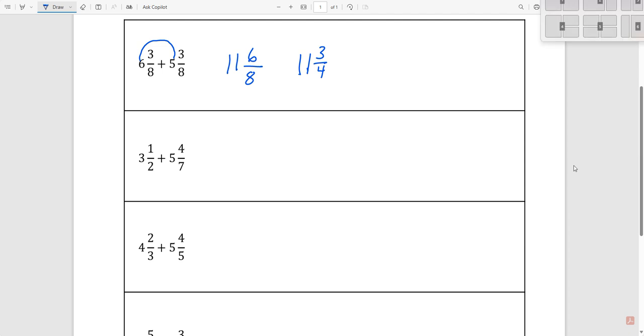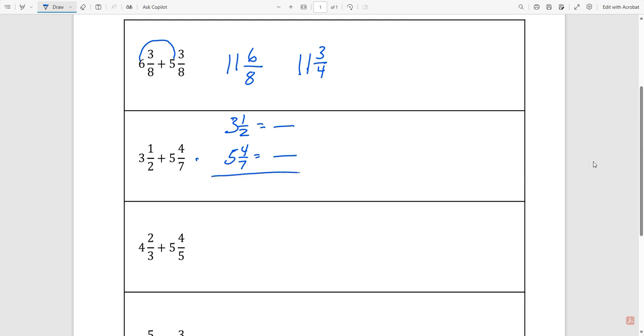Let's write this horizontally. This is how I like to do it. And if they teach you a different way, then you can just follow their way. But this is how I do it. And I'll go ahead and add the whole parts. The 3 plus the 5 is 8. So we got that done.